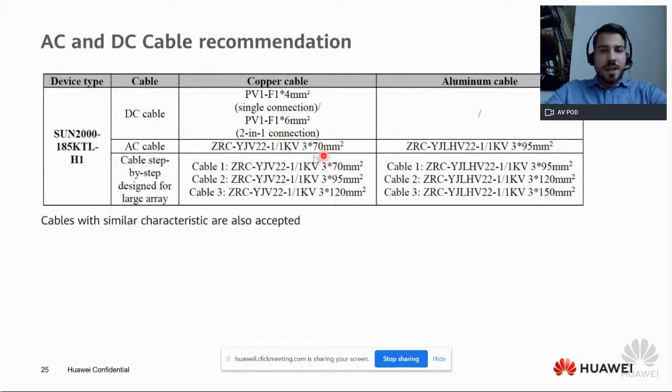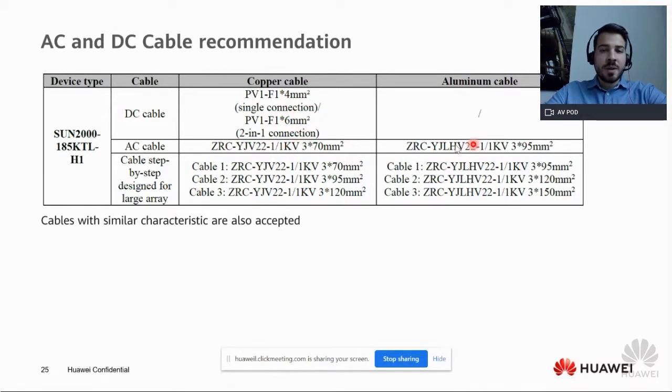And also we have the AC and DC cable recommendation. It is just a recommendation. Anyone can choose similar cables with similar characteristics. There's no problem if it's not exactly the same. But for DC cables, there is the option to have the 4 square millimeters or the 6 square millimeters connection.